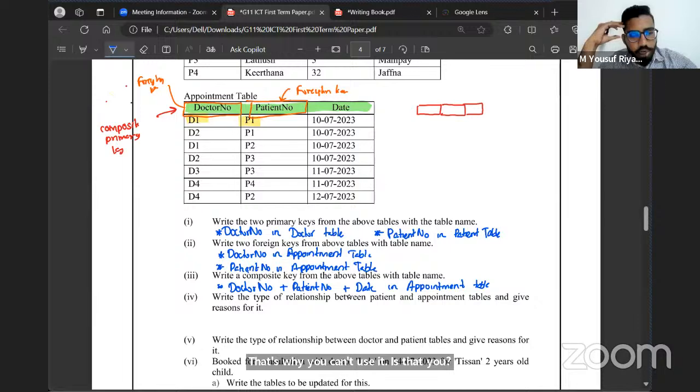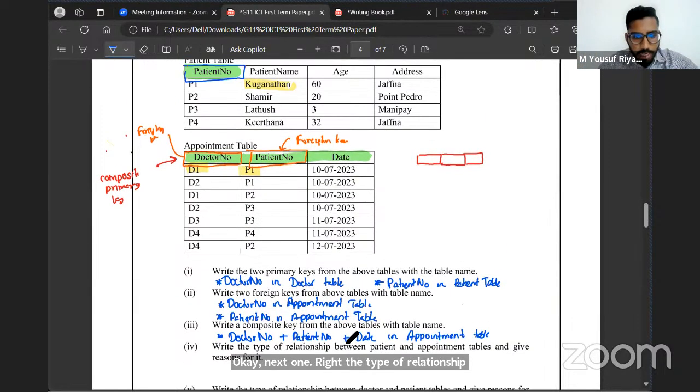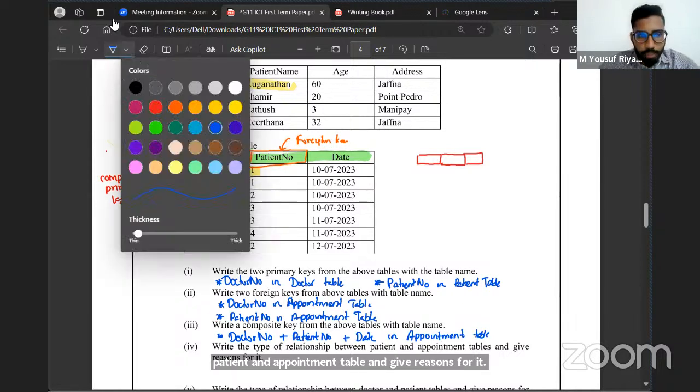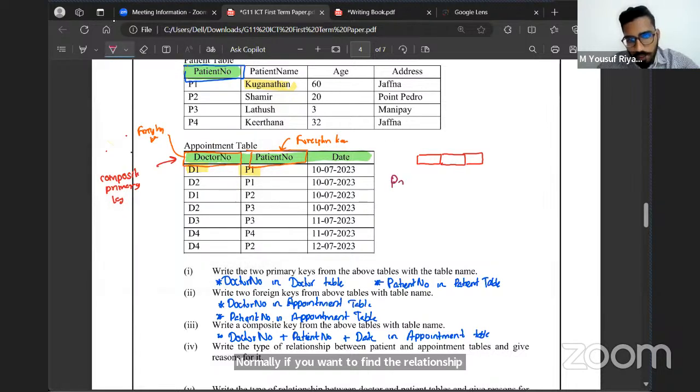Okay, next one. Write the type of relationship between patient and appointment table and give reasons for it. Normally, if you want to find the relationship between two tables, first of all, you write the table's name. That's easy. So I'm going to take patient table and the appointment table.